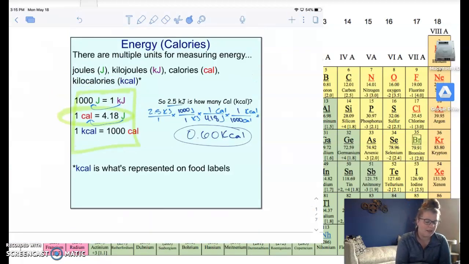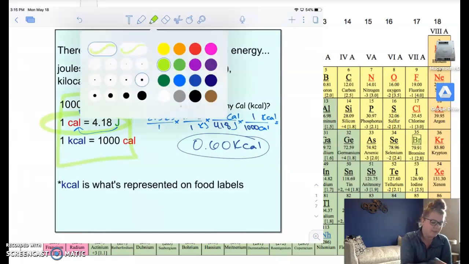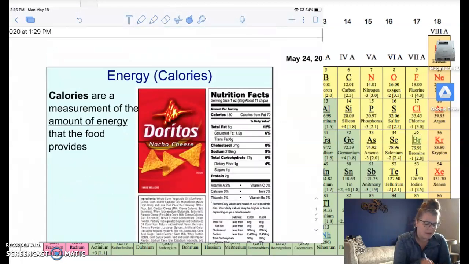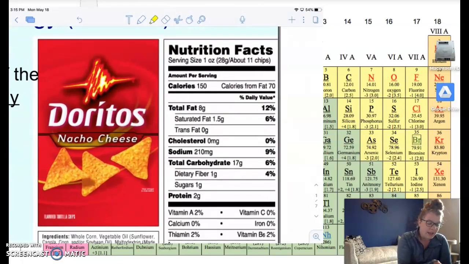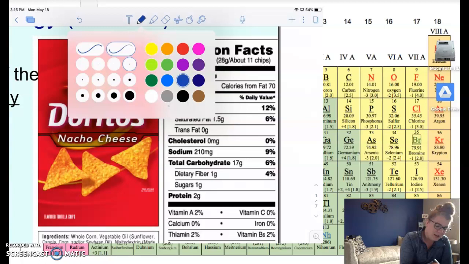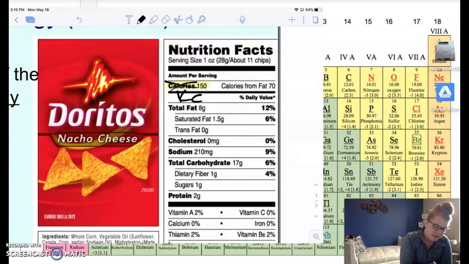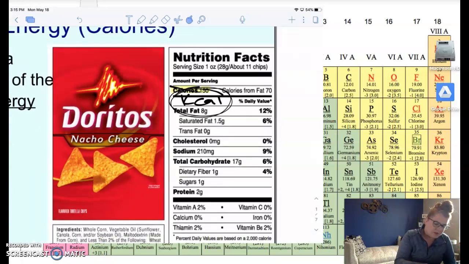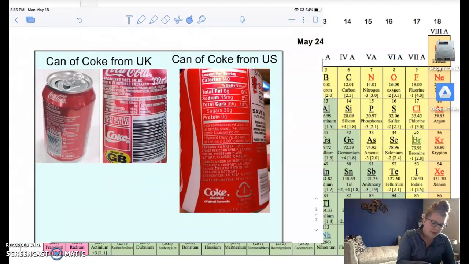Here's one thing that I think is very interesting. You know how we always say, like, 1 serving of Doritos is 150 calories? Well, that's actually really misleading, because it's actually 150 kilocalories. That's what all of our food is actually measured in: kilocalories rather than just calories. But for whatever reason, in our society, we have dropped the kilo part and we just say calories, even though it's actually measuring kilocalories.